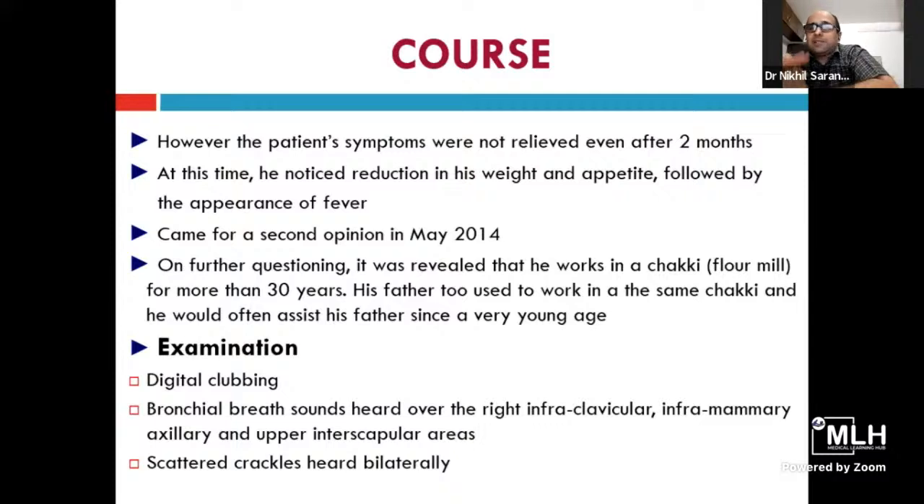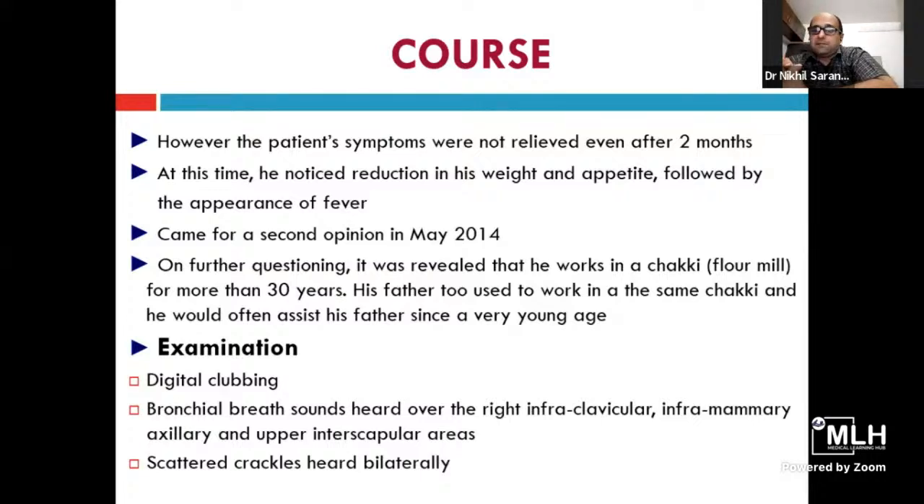However, the patient's symptoms were not relieved even after 2 months. At this time, he noticed a reduction in his weight and appetite, followed by the appearance of fever, which is a new symptom. He came for a second opinion to us in May 2014. On further questioning, we took a good history.